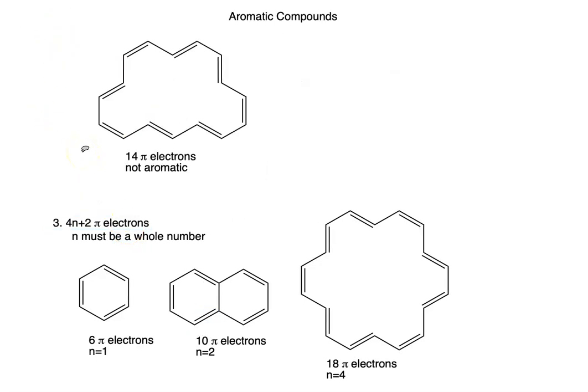What happens if you have the wrong number of electrons in your aromatic system, in your ring? Well, this particular molecule has 14 pi electrons. There's no whole number you can come up with where 4n plus 2 will equal 14. This is not going to be aromatic. We'll talk about this later. This is a kind of compound called anti-aromatic, but I don't want to worry about that right now. This has the wrong number of electrons. It's not an aromatic molecule.